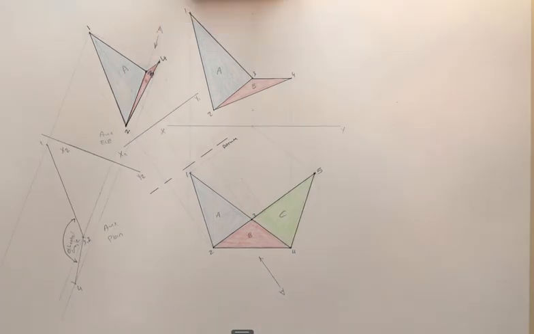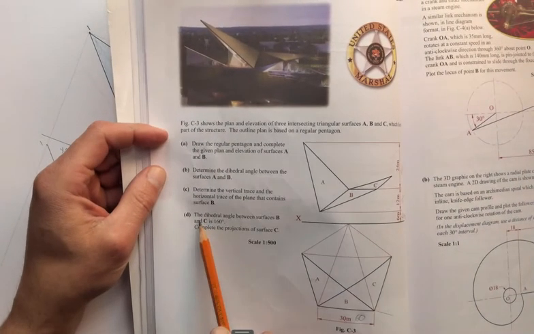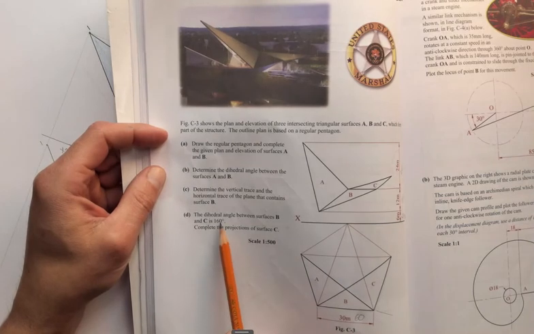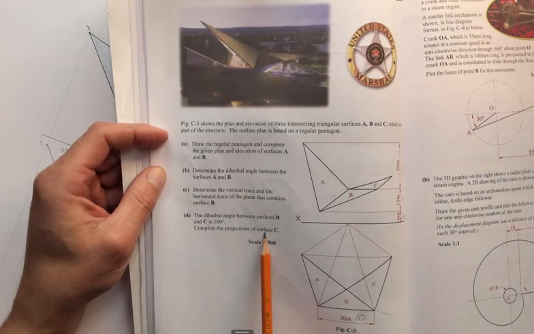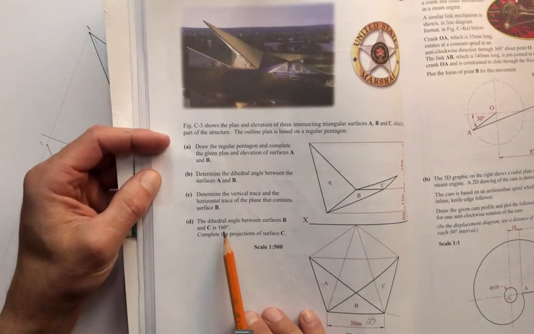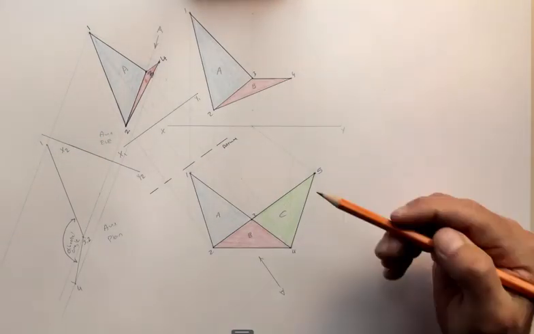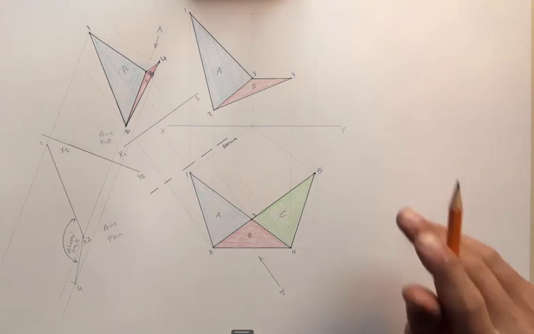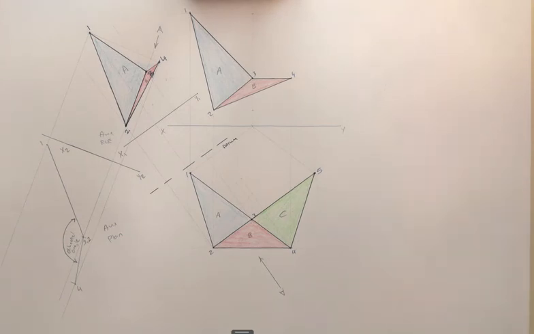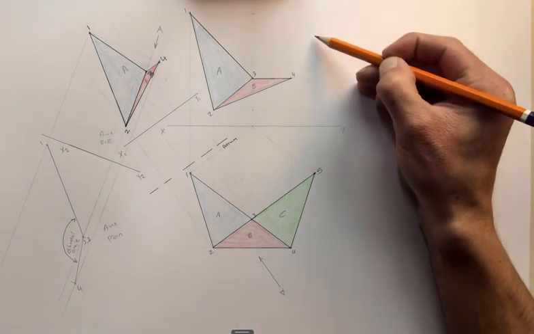We're going to skip on to part D of the question, because it's very similar to part B. It's basically the same process. The dihedral angle between surfaces B and C is 160 degrees. Complete the projections of surface C. So we know that the dihedral angle is 160 degrees, meaning we can use that. As soon as you hear dihedral angle, you'd automatically be thinking auxiliary elevation, auxiliary plan, like we'd normally do it. We're missing point 5 that I've labelled up here in elevation.